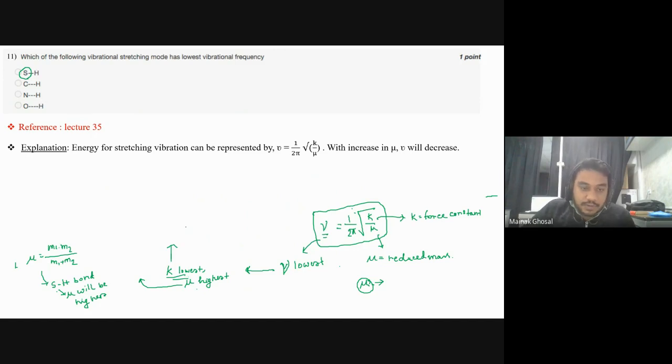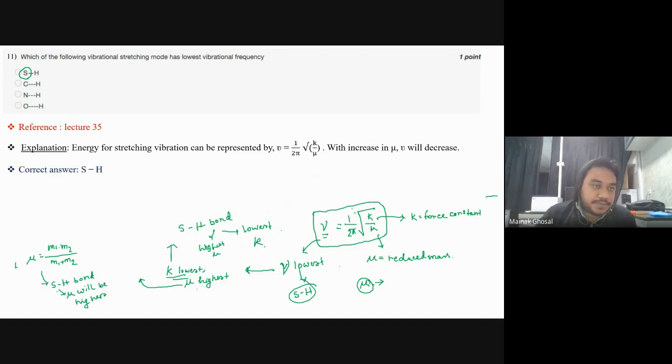So you see the SH bond shows the two conditions: highest mu and lowest k. Since the SH bond shows both, it will have the lowest nu. So your answer should be the SH bond. Understand that?